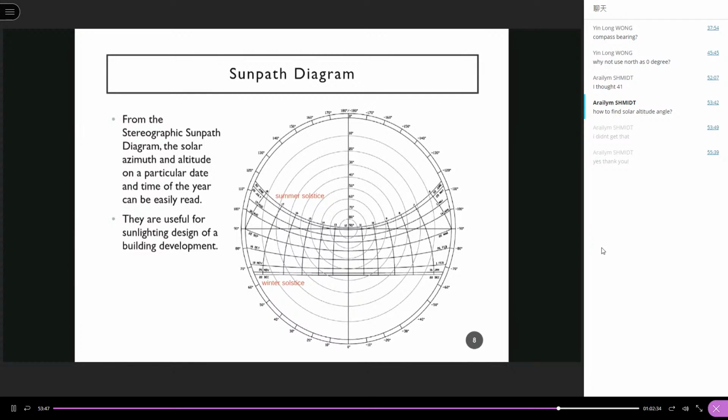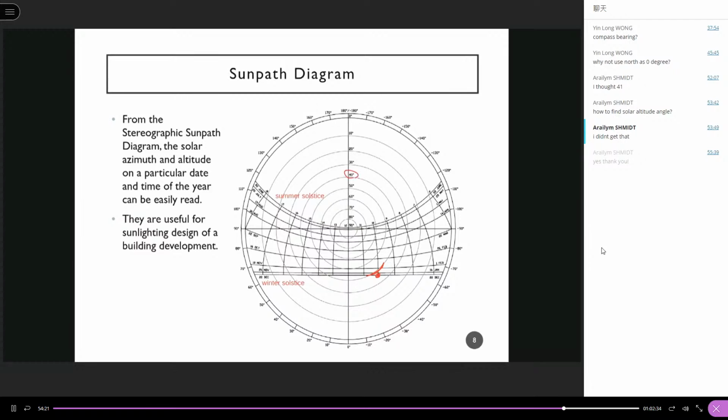How to find solar altitude angle? Okay, so let's go back to the previous example. I want to find out the solar altitude angle at 10 o'clock on 22nd of December. So this location is close to this coordinate line, which is representing 40, right?